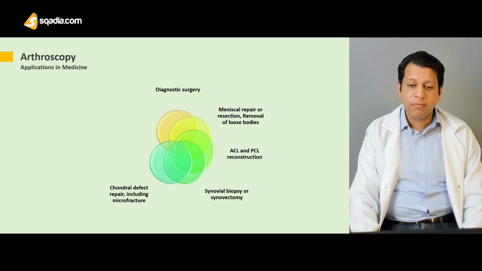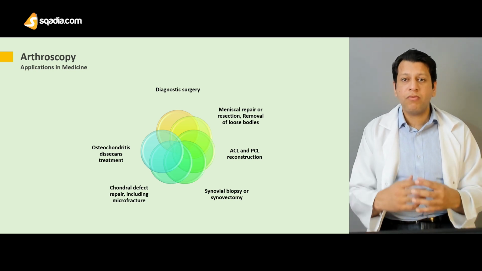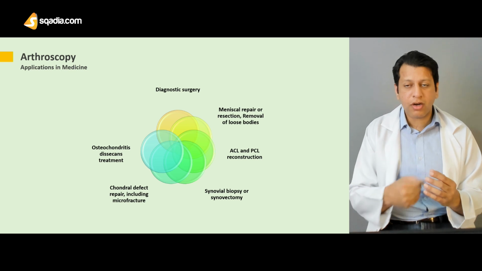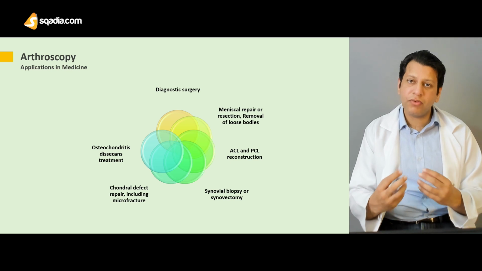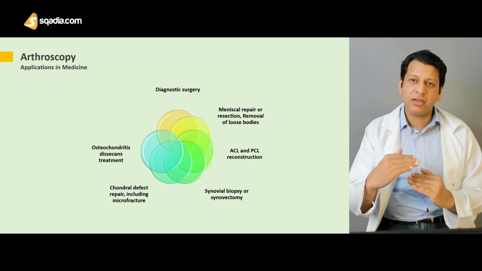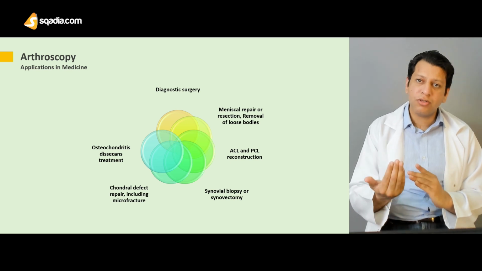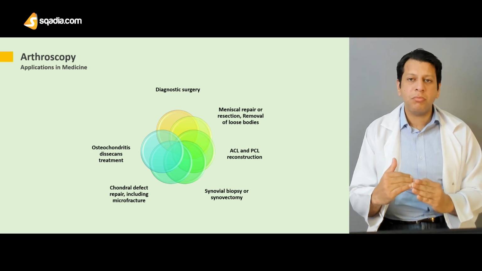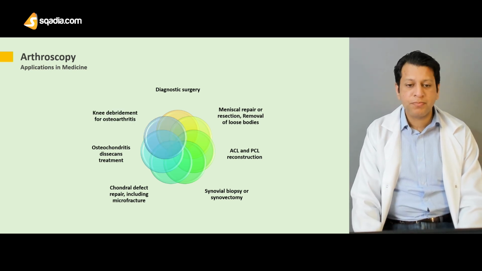Then osteochondritis dissecans treatment, where the main role of arthroscopy is the removal of loose bodies. If that body has become loose and is going to travel like a mouse in the knee, that needs removal. Otherwise it will interfere with the mechanics of the knee and may damage other structures. For example, if it gets stuck between the medial meniscus and the medial femoral condyle, then it can damage the cartilage over the medial femoral condyle as well as the medial meniscus. Therefore, that needs to be removed by use of arthroscopy.